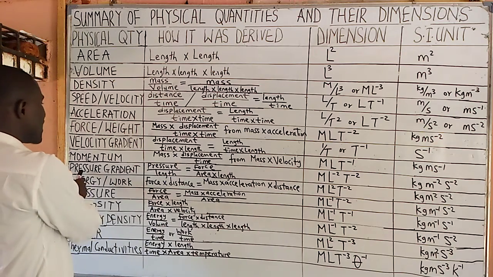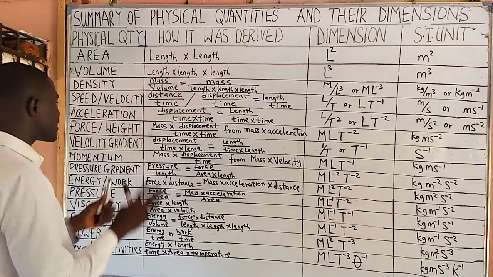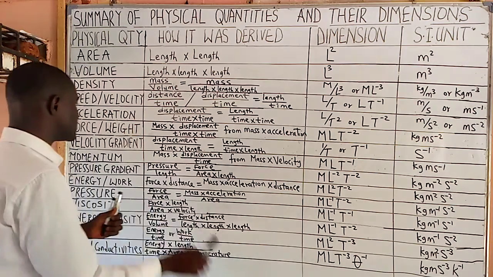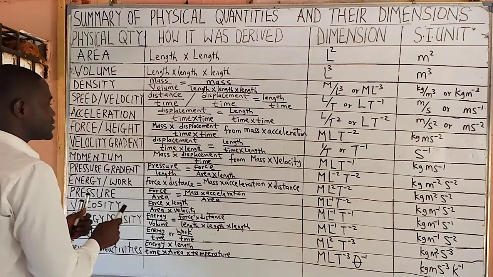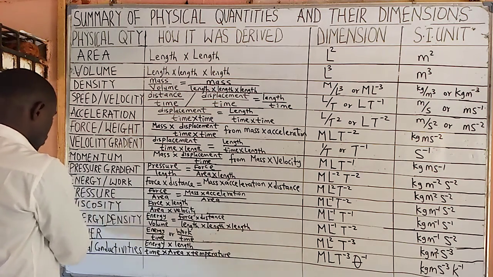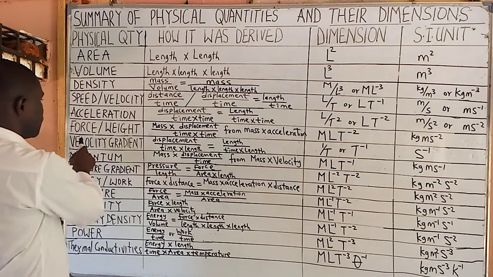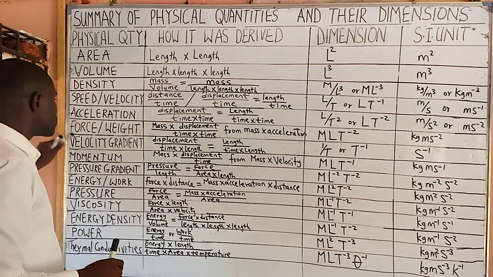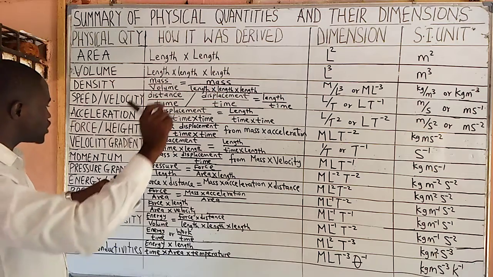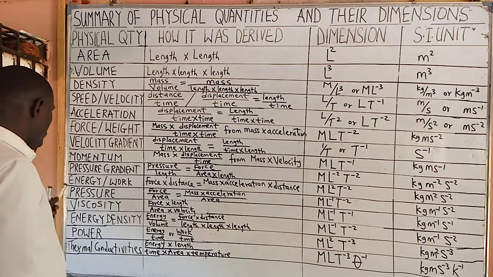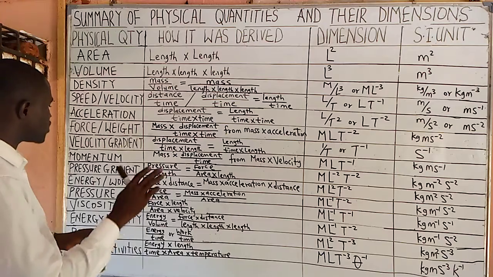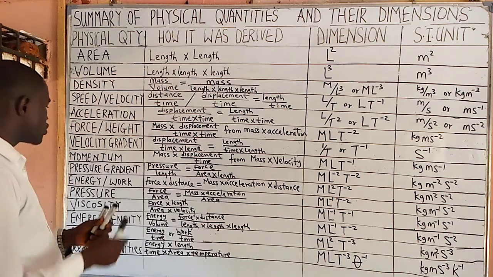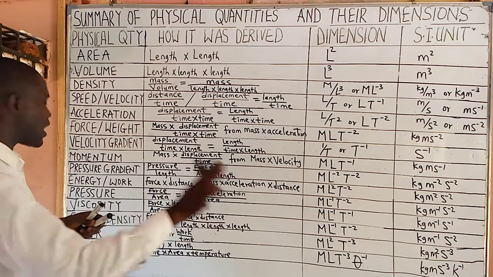Now note that whenever you hear velocity gradient, anything gradient, let's say they say OB gradient, OB gradient means OB over length. Then pressure gradient will also mean pressure over length. Velocity gradient will also mean velocity over length. Momentum gradient, momentum over length, and so on. So note that as you want to derive their dimensions.